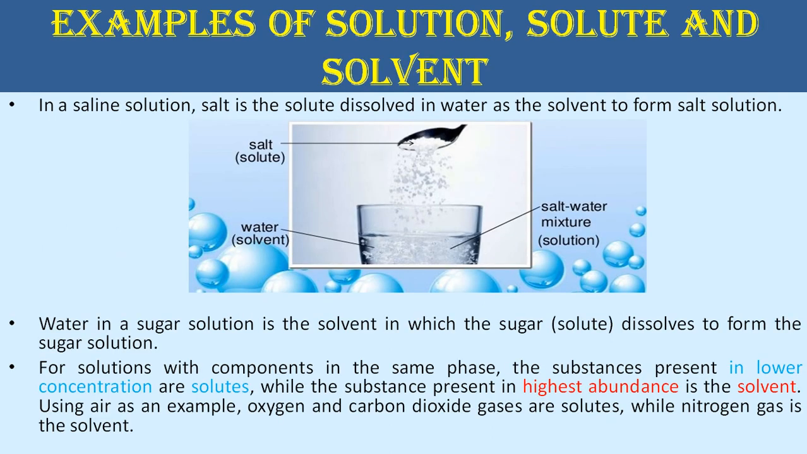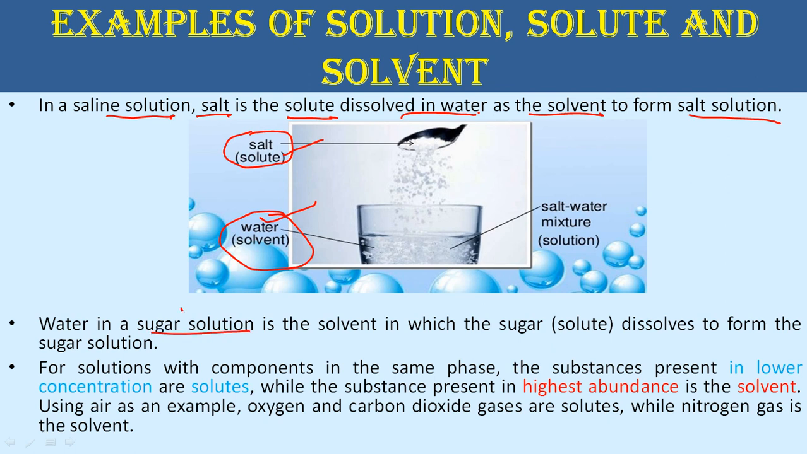Here we will explain to you some examples of solution, solute and solvent. Suppose if we are talking about saline solution, that means salt solution. Salt is the solute which is dissolved in water. Here water is the solvent. Both salt and water together form salt solution. Salt is present in the least amount and water is present in the greatest amount. So water is the solvent and salt is the solute.